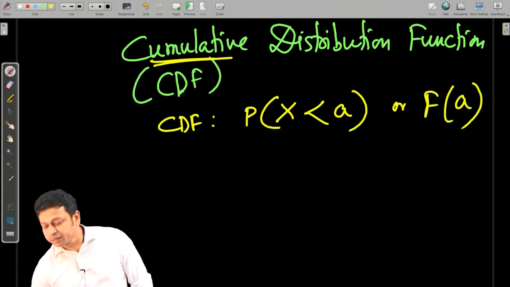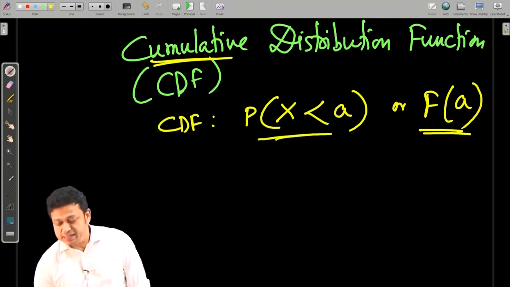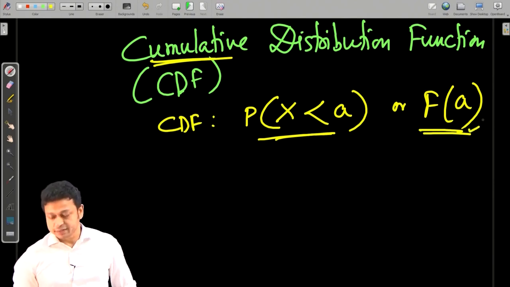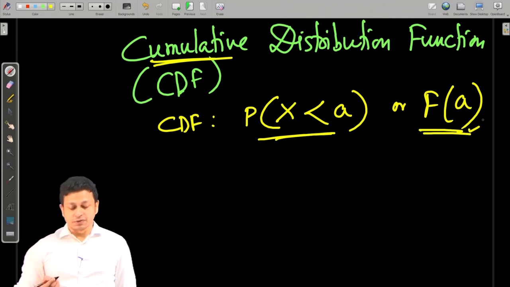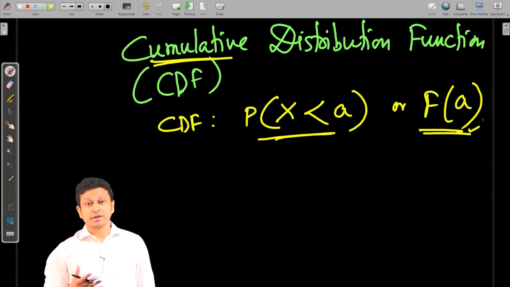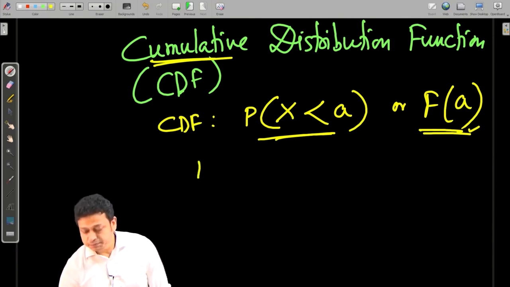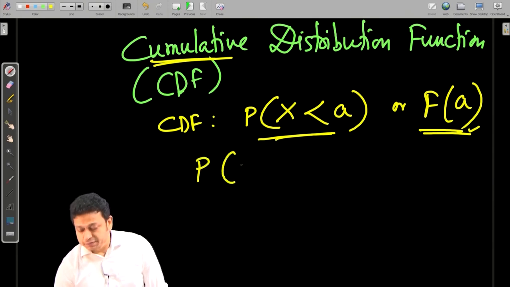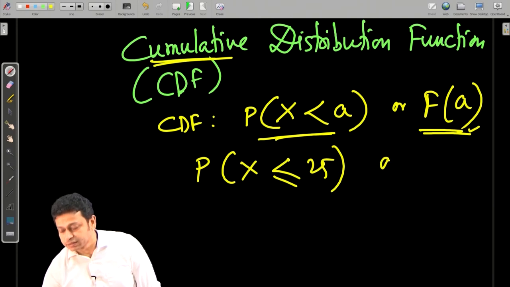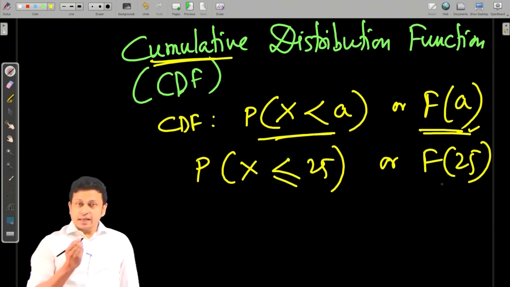So, the moment I write this, the moment I say that this is representing the CDF, it essentially means you have summed up all the values up to the value a. And this is equally true for both the PMF as well as PDF, or continuous random variable as well as the discrete random variable. So, if I write, let us say, probability of x less than or equal to 25, you will simply write it as equal to f of 25. So, the same thing.